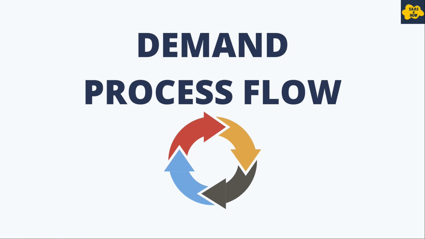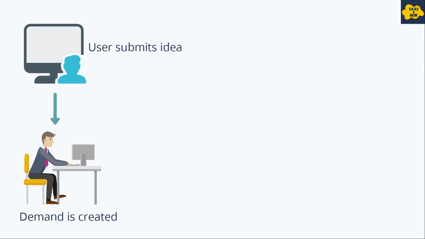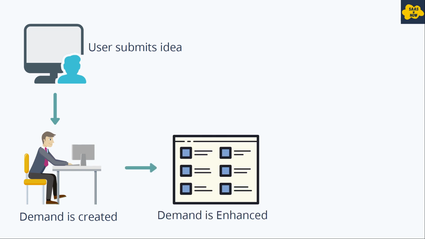Let's see the demand process flow. Demand process flow starts with a user submitting an idea from the idea portal. Once the idea is submitted, it is accepted and a demand is created from that idea. Or a demand manager or end user can also create a demand directly using the demand management application. Then that demand is enhanced, in which the demand manager updates the details of the demand like stakeholders, requirements, risks, decisions, demand tasks, cost, benefit, and resource plan, etc.